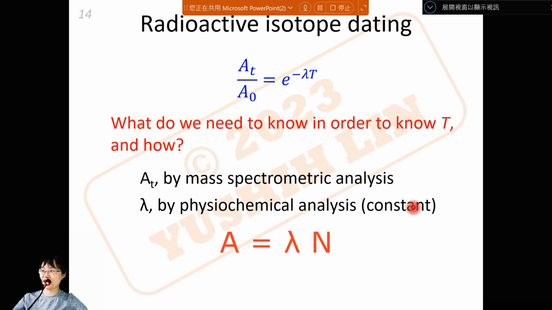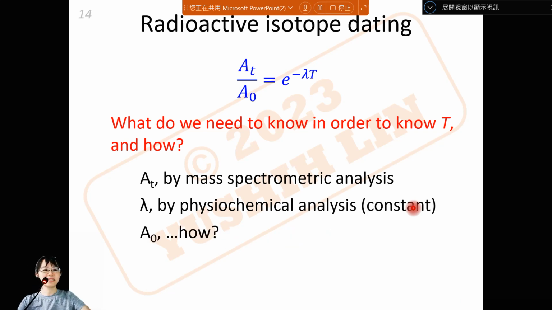If your half-life is very long, that means your lambda is very small, right? Then it's difficult to measure A. How to solve this problem? Very easy, you increase n. That's the reason why you want to concentrate it. The more concentrated the isotope you get, the easier and more accurate you will get for lambda, because you measure this.